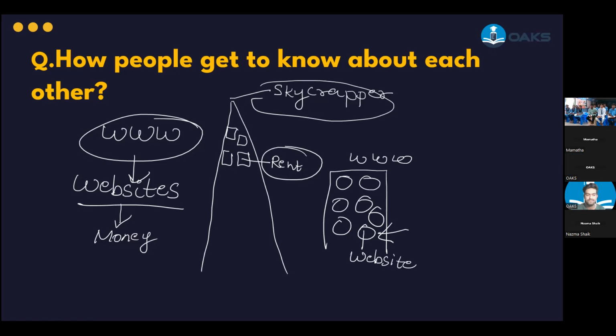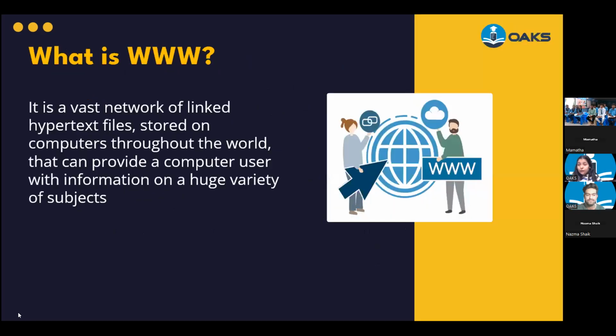So this is why, same way, www works. It has got lots and lots of websites. And through that, we are able to extract the data. So what is www? It is a vast network of linked hypertext files that are known as websites. Okay, hypertext, that is HTTP. Remember, we studied that? Yes or no, students?